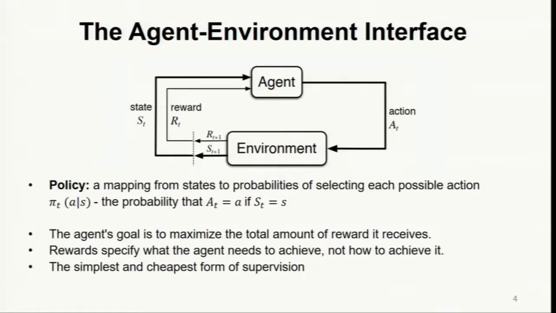Because later we're going to have many definitions. So the first definition is a policy. What we want to achieve in decision making is an optimal policy. Okay? You want to find an optimal policy that, given a state, optimally you choose an action. Everybody agree, right? So the agent's goal is to maximize the total amount of reward it receives. So the rewards specify what the agent needs to achieve, not how to achieve it. Okay? So the simplest and cheapest form of supervision.